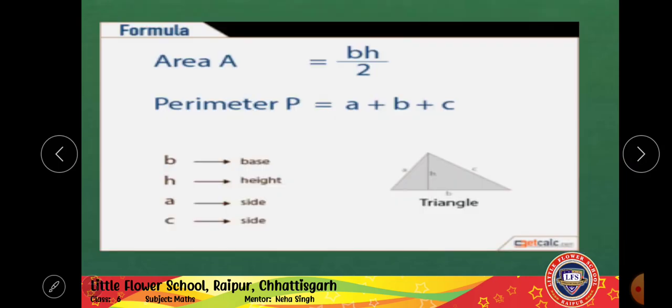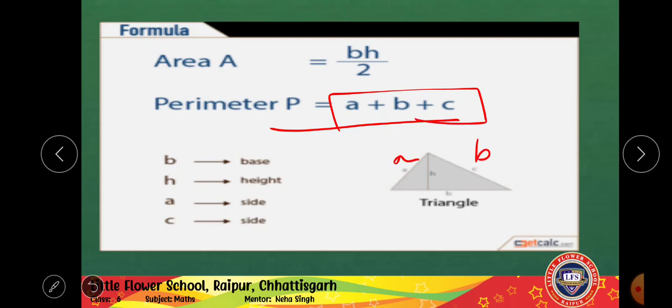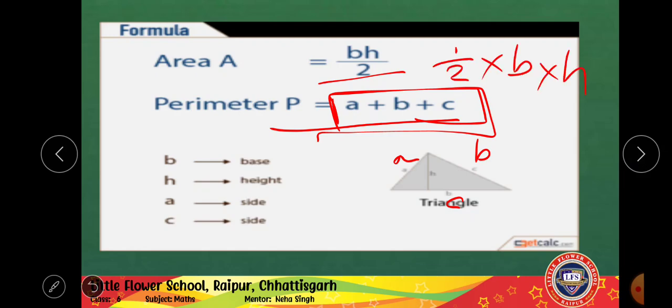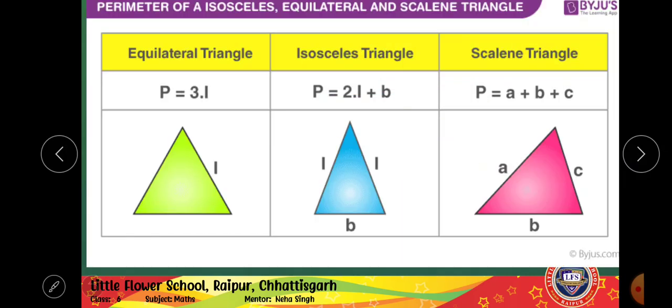So what will be the formula for perimeter? Sum of all sides, that is a plus b plus c. If we are taking the sides as a, b and c, if we sum up all the sides, we will get the perimeter. And the formula for area is half into base into height, or b into h by 2. Any of the formulas is the same.